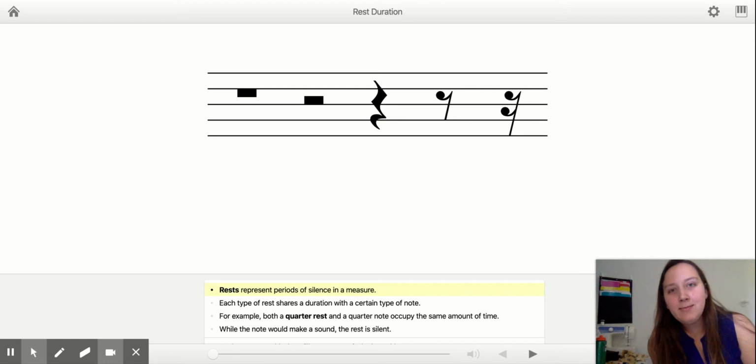Hey guys, doing some quick review on musictheory.net for rest duration.